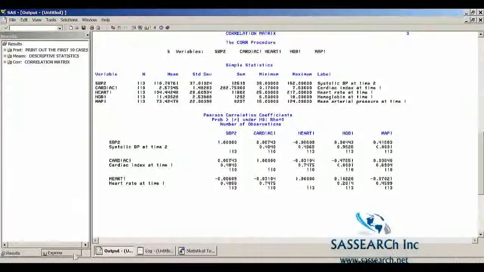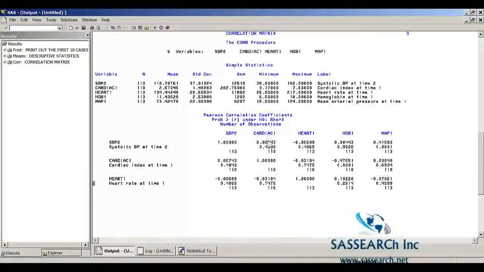Here we see the full output from PROC CORR. So first of all, we start out by just seeing some simple statistics on the variables that were included in the procedure. So we have the number, the mean, standard deviation, sum, minimum, maximum, and the label. And then we see that by default, SAS gives us the Pearson correlation coefficients.